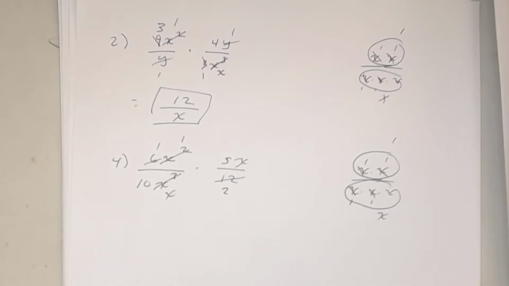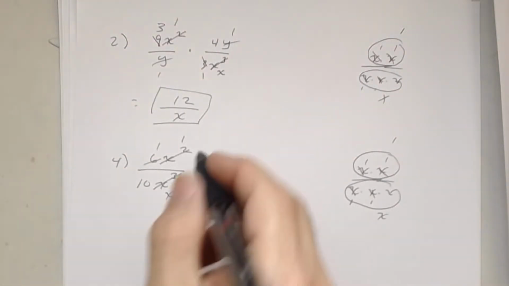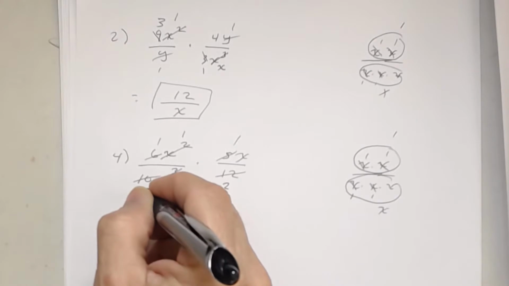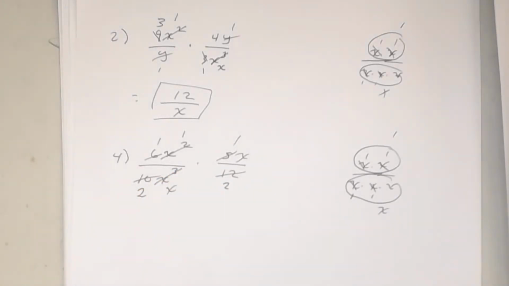What's the next factor you see? Will that reduce with anything in the denominator? The 10. 5 and 5 is 1. 5 and 10 is 2. So there's a lot of crossing out here. It becomes a little bit messy, so don't make it too messy.